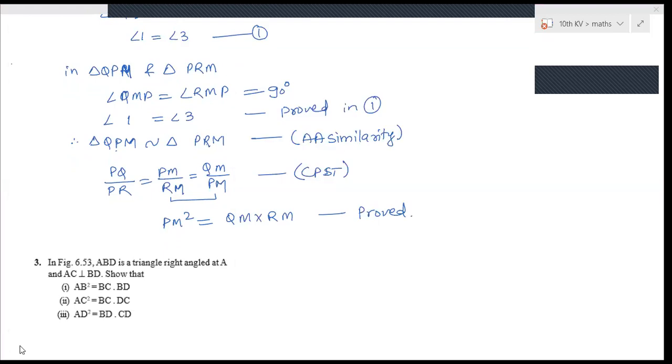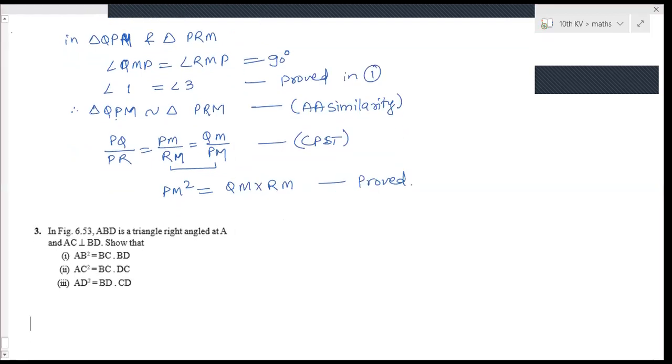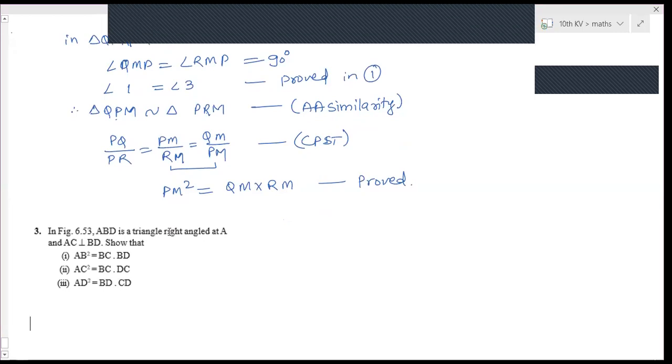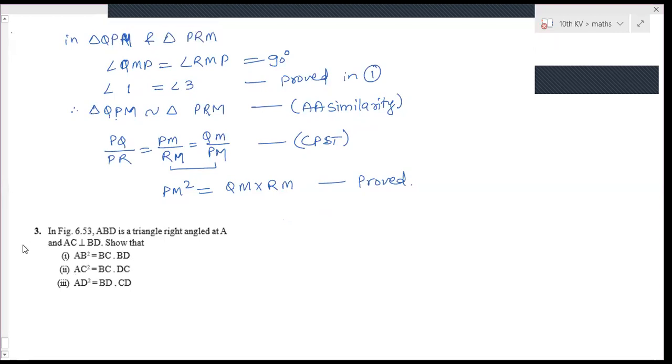Next triangle, there's a figure given that is the same figure as the earlier one. ABD is a triangle, right angled at A, and AC perpendicular to BD. Show that. The same thing we have to prove again.